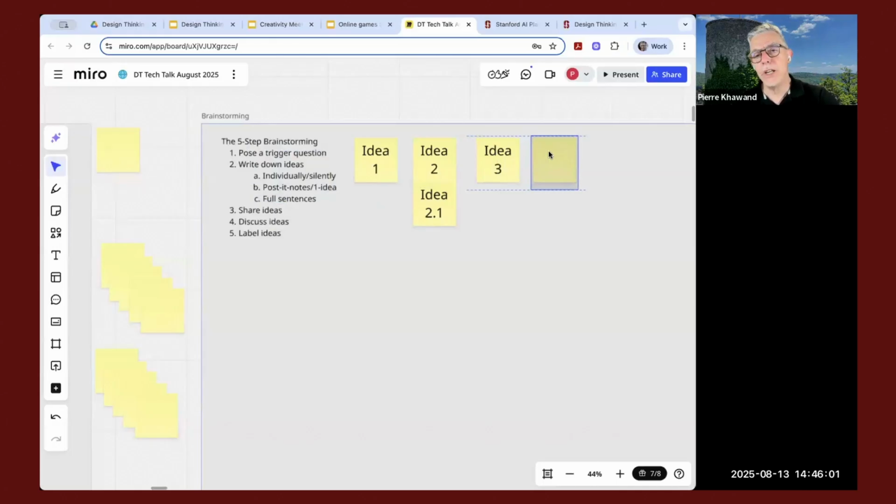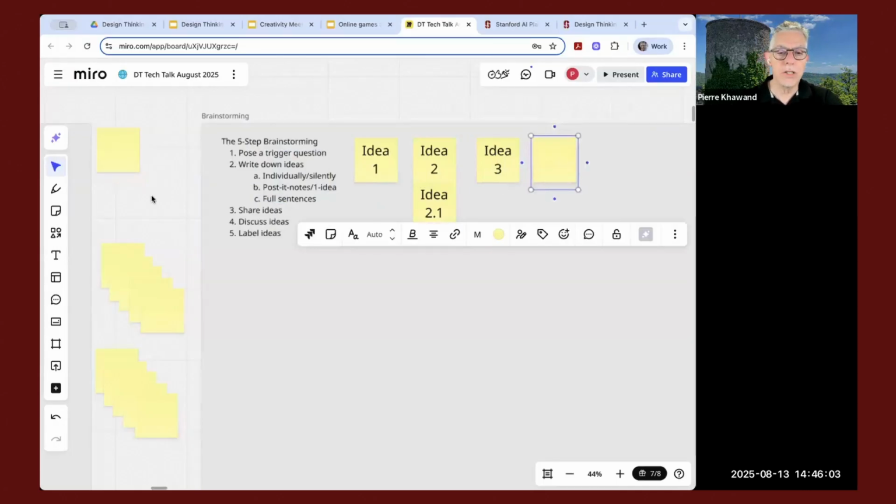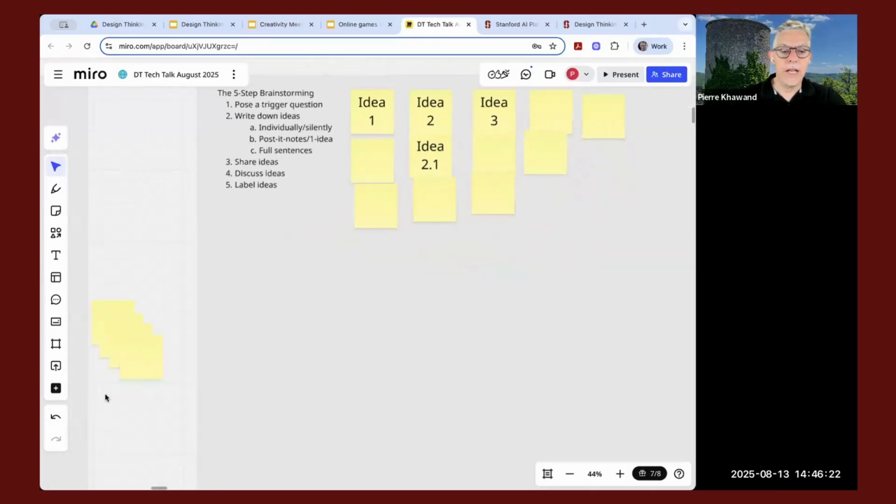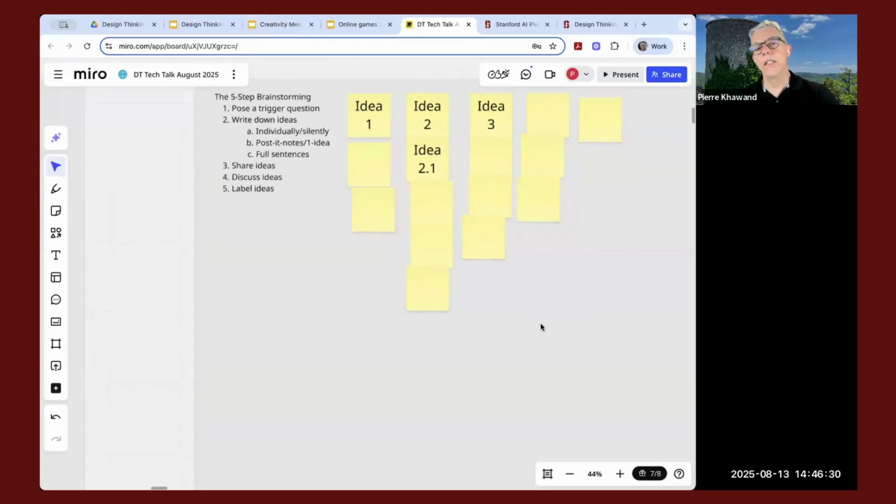And then they take the next idea. It happens to be totally new, so they put it in a new cluster, and then maybe their next idea belongs here. And then the next person goes, so I'm going to mimic here what it looks like to have a bunch of people doing this together. So I'm just going to add a bunch of new post-its here, mimicking what this would look like in real life. And then just a few more. And let's say now we're done.